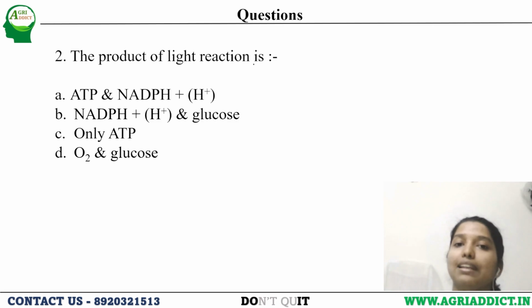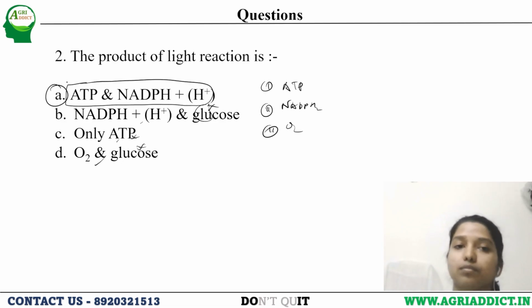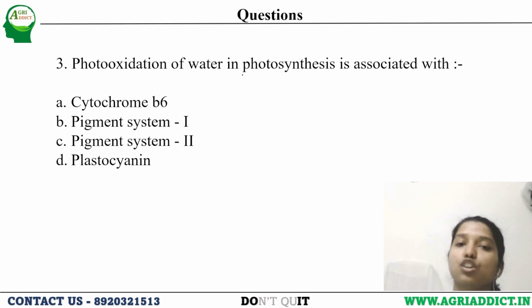The product of light reaction. We studied the products are ATP, NADPH2, and O2. These three are the products. So ATP plus NADPH2 is correct. NADPH2 plus glucose, this glucose is not there. Only ATP, no. This is incorrect. And O2 and glucose, glucose is not formed, so this is not correct. The correct option is A, ATP and NADPH2.